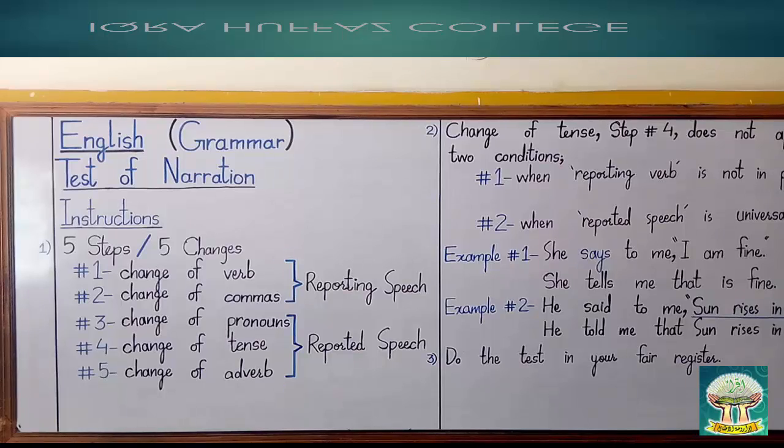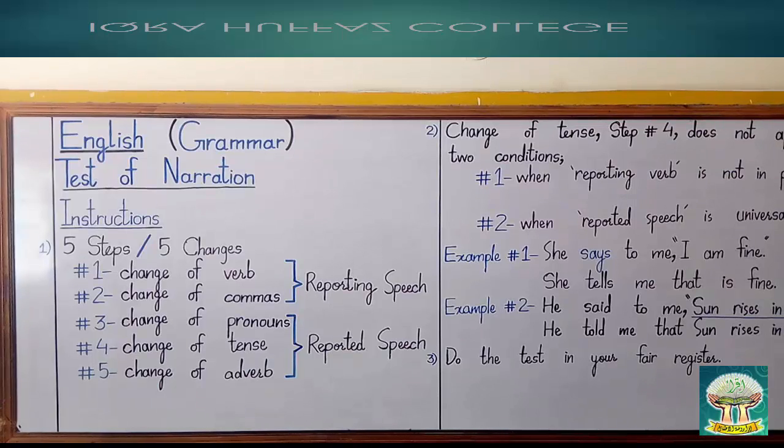Step number 1 or change number 1, change of verb. Step number 2, change of commas. These 2 changes are associated with reporting speech. If you remember, I told you there are 2 sentences in narrative sentences: the one outside the commas and the one inside the commas. The sentence outside the commas is called reporting speech, and the sentence inside the commas is called reported speech. I hope you remember this. So step number 1 and step number 2 are associated with reporting speech.